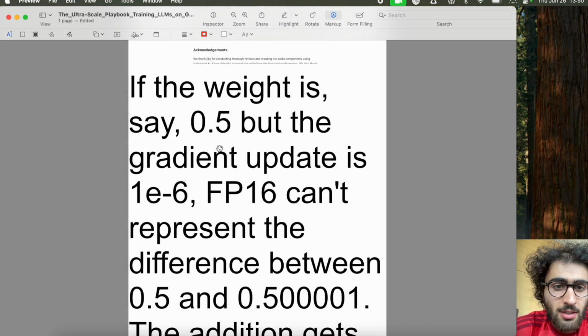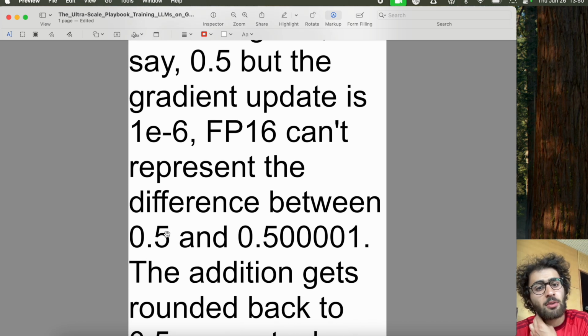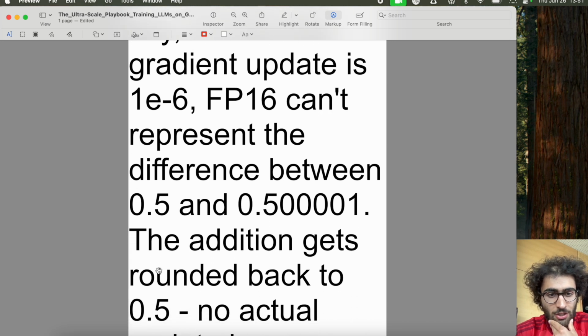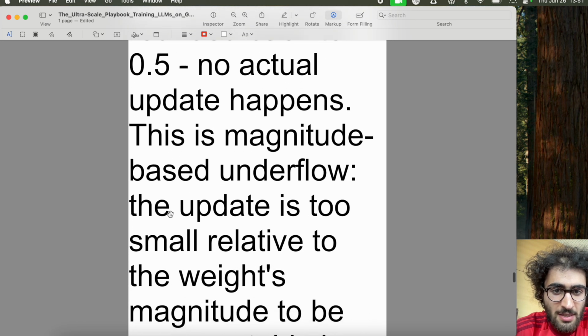Let's see. If the weight is 0.5, but the gradient update is 1 divided by 10 to the power of 6, floating point 16 can't represent the difference between 0.5 and 0.500001. And this is exactly coming back to the idea of epsilon, which we discussed, because the next number which can be represented by FP16, I believe, was 1.001. So we have precision in the tenths, hundredths, thousandths place, but we need it to be in the millionth place of the decimal point. So the addition gets rounded back to 0.5, which means that no actual update happens. We're not actually learning. And this is magnitude-based underflow.